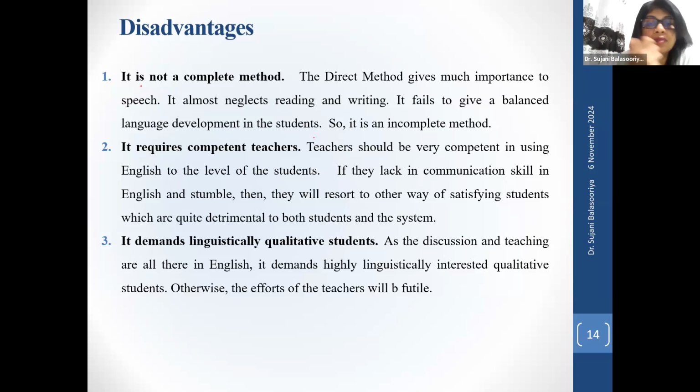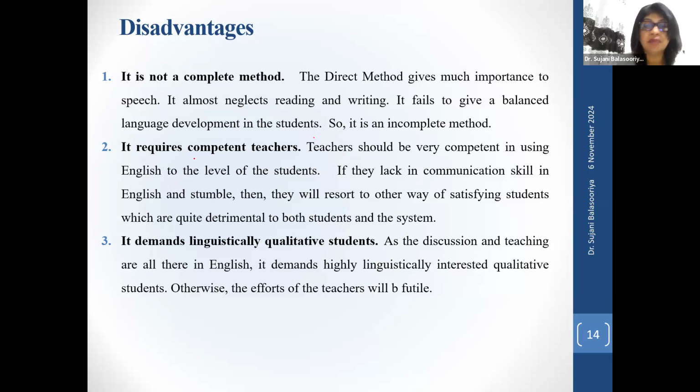And if the teacher stumbles, then this direct method will fail. It will collapse. This doesn't mean the teacher should only have a very good knowledge of the English language. Not only that, the teacher should be able to communicate very clearly with the students. If what the teacher says is not clear to the learners, then there is no communication. So the direct method fails. And it demands linguistically qualitative students also.